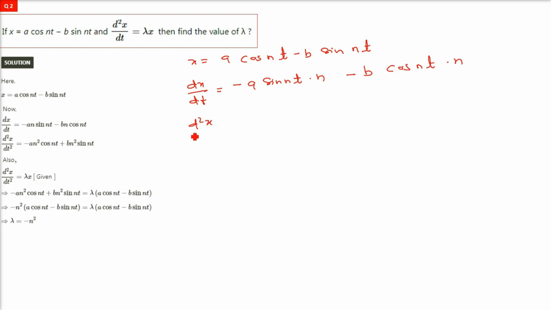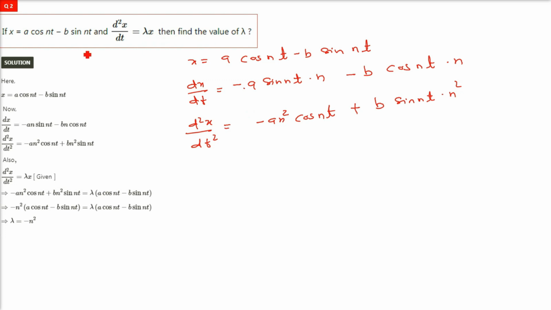d2x by dt2 will do. We'll differentiate this content again. So minus a into n, this one. Sin nt is cos nt, and differentiation of this nt again will give you n only. So I am making it as n square. Similarly here b, cos is minus sin t, so I have just made it as plus. Nt, differentiation will be n. There is already an n, so we have n square. So this is d2x by dt square.